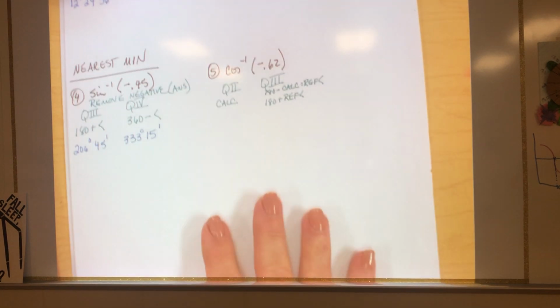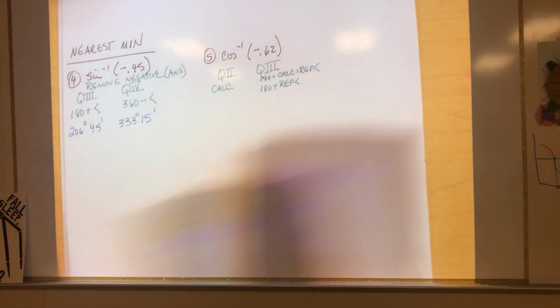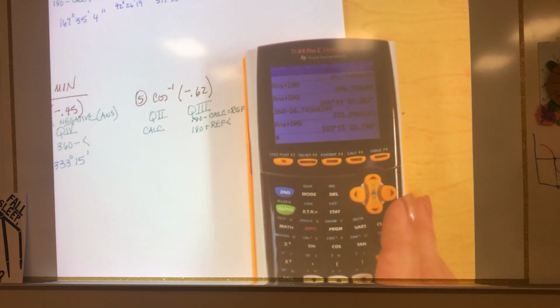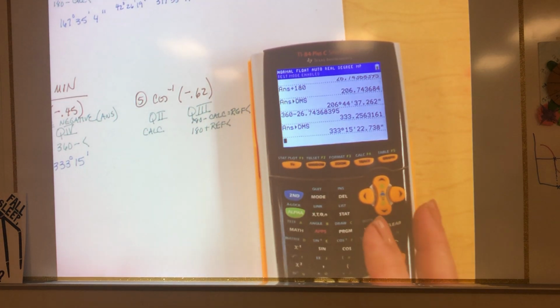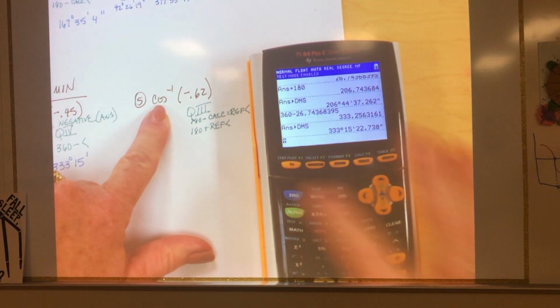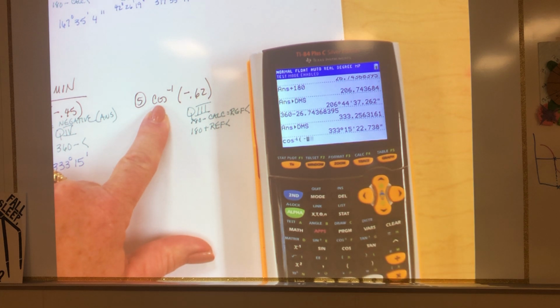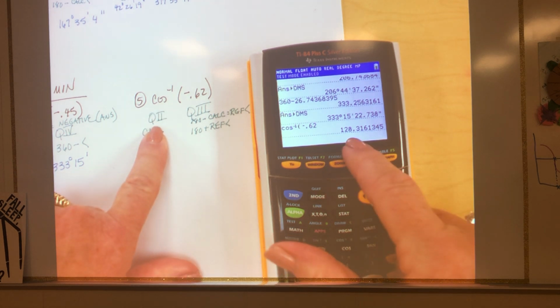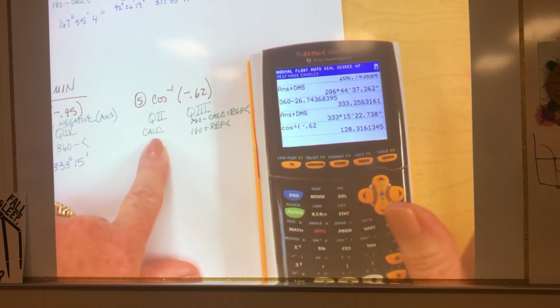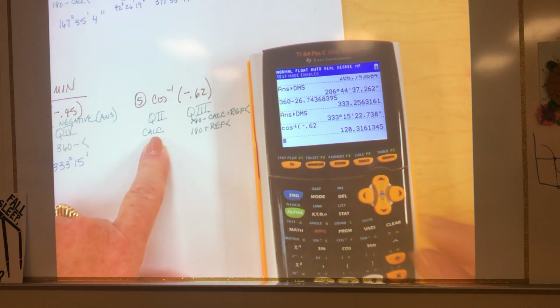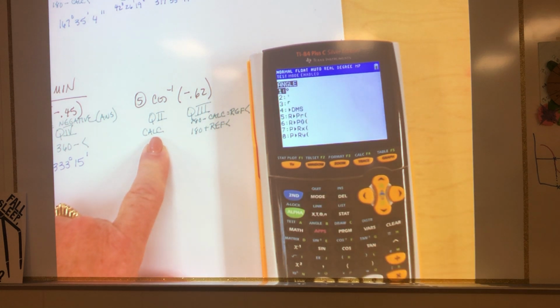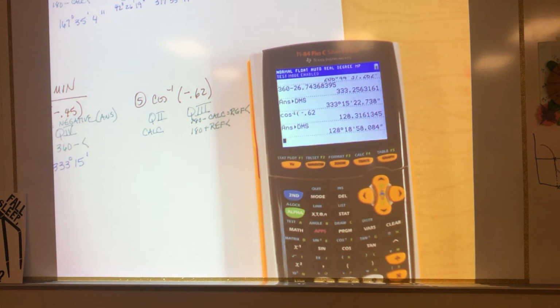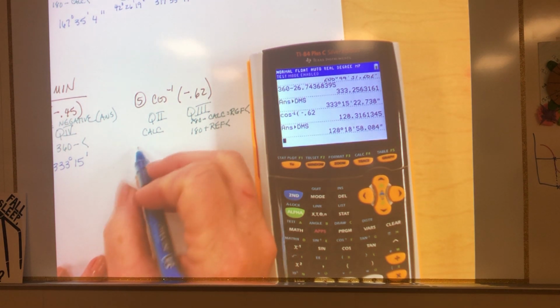All right, sounds a little confusing, but let's see if we can do it. You with me? So let's go inverse cosine, negative 0.62. There's my angle. Do I like him? Yeah, he's in quadrant two, just like I thought. Second and angle, choose number four, and round it to the nearest minute and tell me what you get.